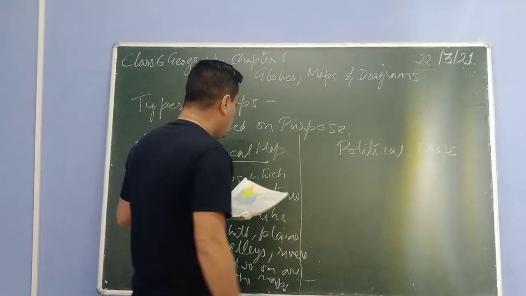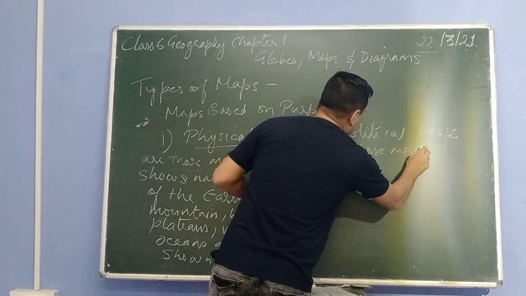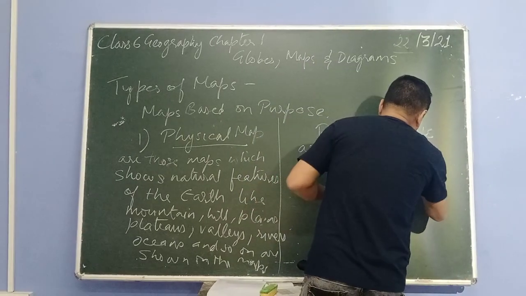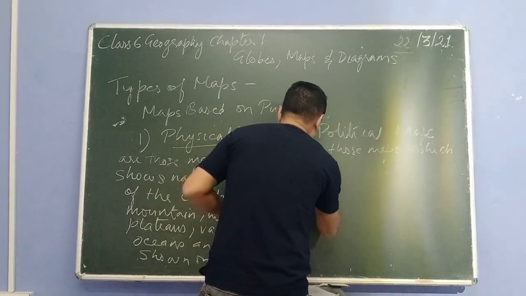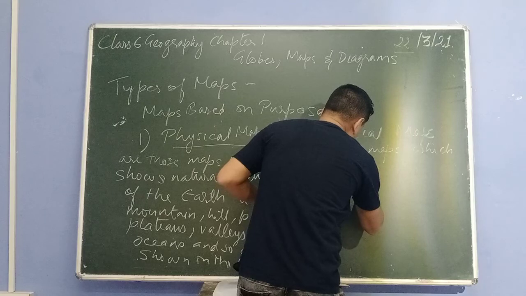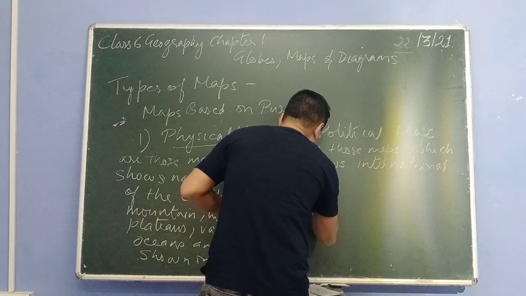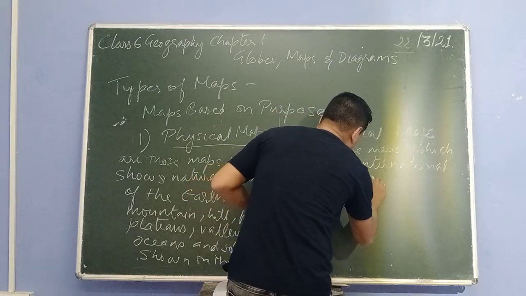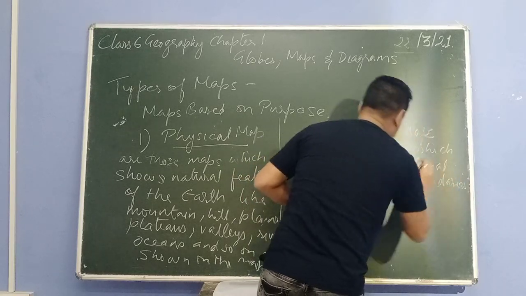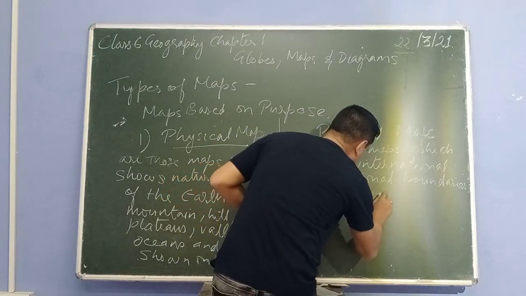Now we are moving on to political maps. So what are political maps? Political maps are those maps which show international and national boundaries. Now, what is a boundary? The limit of your country. Boundaries. And it also shows state boundaries, district boundaries, etc.